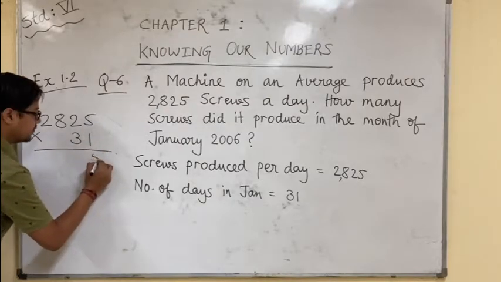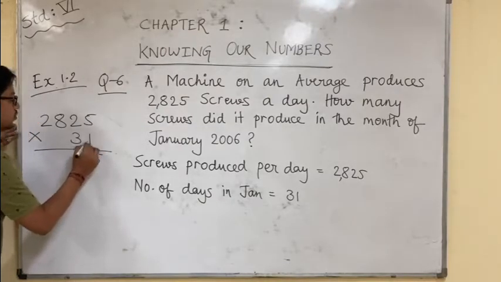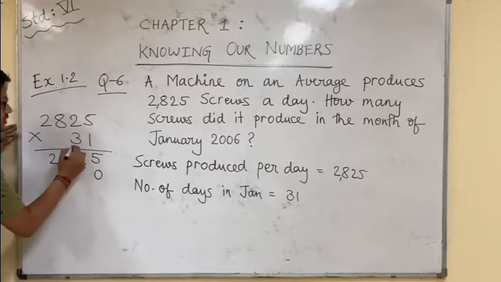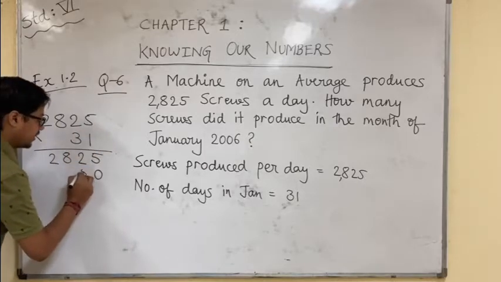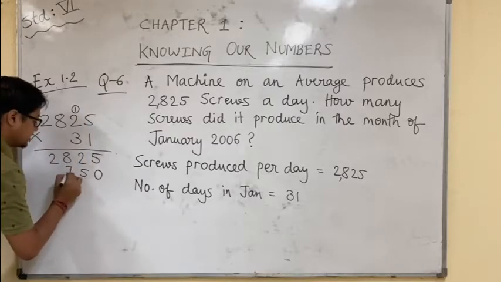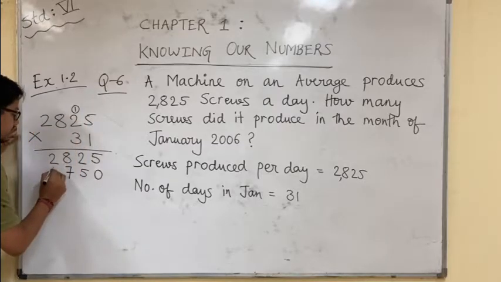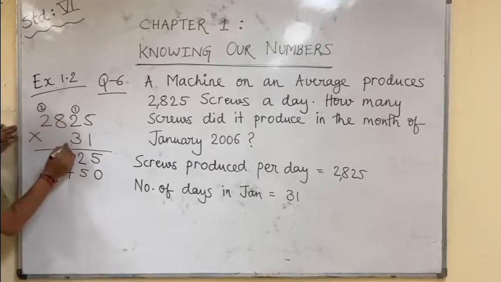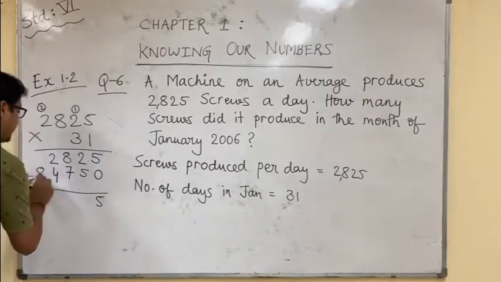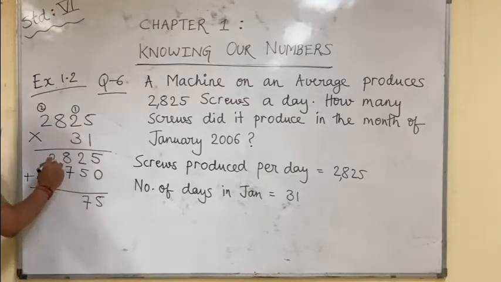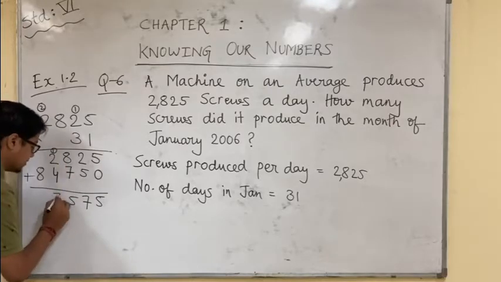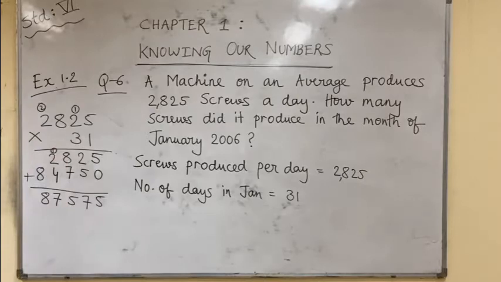1 into 5, 5. 1 into 2, 2. 1 into 8, 8. 1 into 2, 2. Second number we will put a 0. 3 5s are 15. 1 is carried. 3 2s are 6 plus 1, 7. 3 8s are 24. 2 is there. 3 2s are 6 plus 2, 8. So students, we will add 5 plus 2, 7. 7 plus 8, it is 15. 1 is carried over. 4 plus 2, 6 plus 1, 7. How many screws are produced?